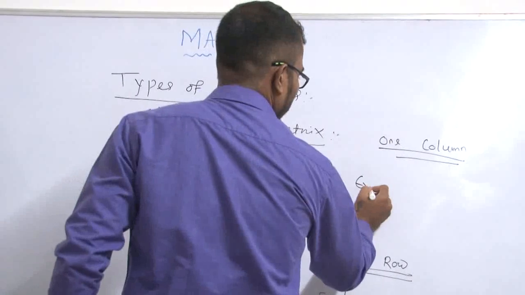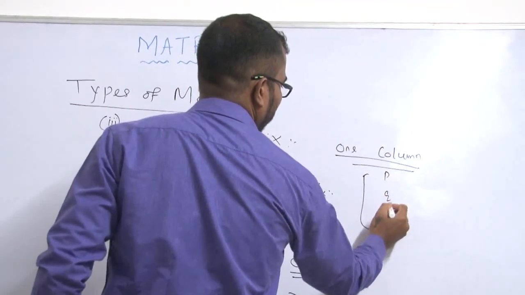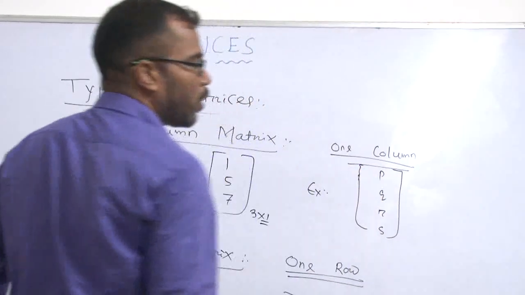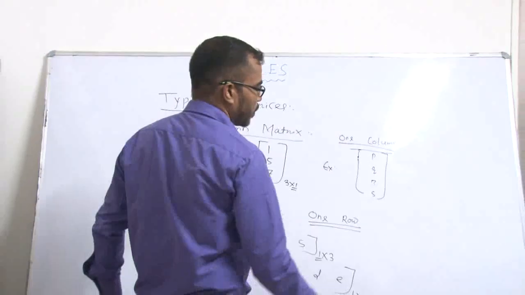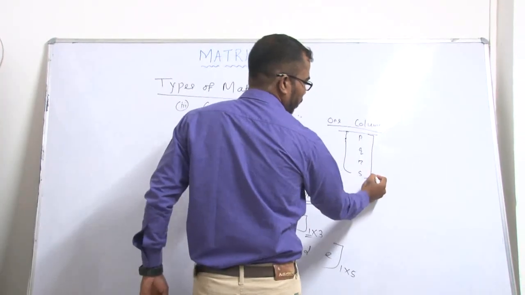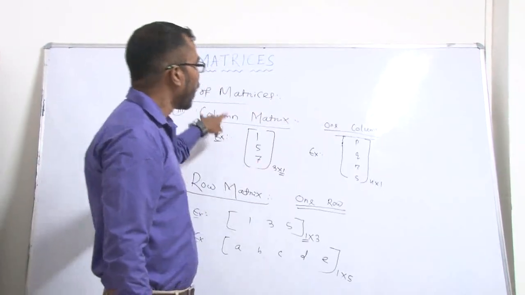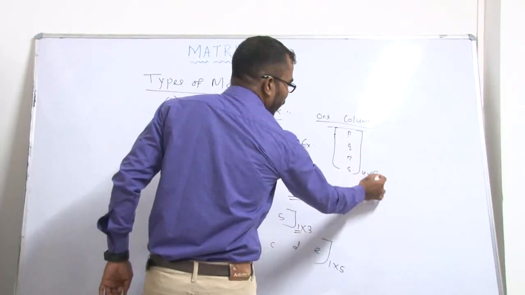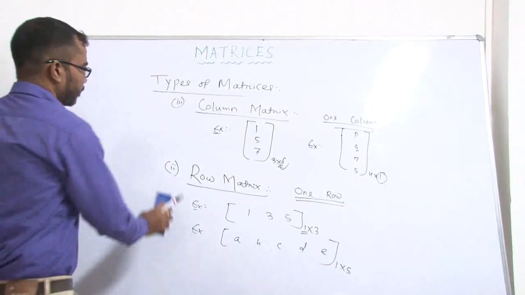Suppose we can write P, Q, R, S. It is also an example of column matrix because it contains 4 rows and 1 column. So its order is 4 into 1. So these are the examples of column matrix because it contains only one column. So it is a column matrix.